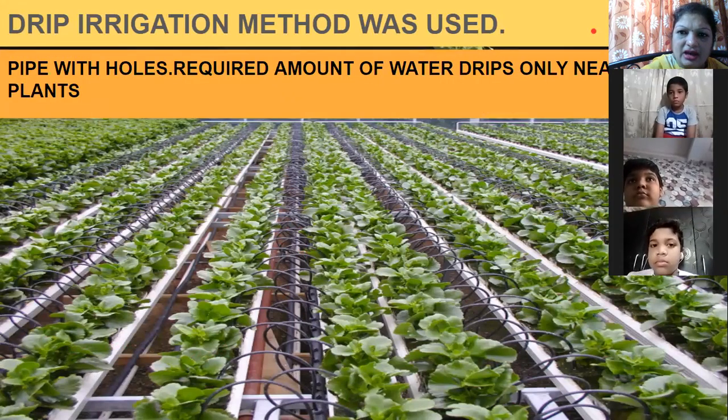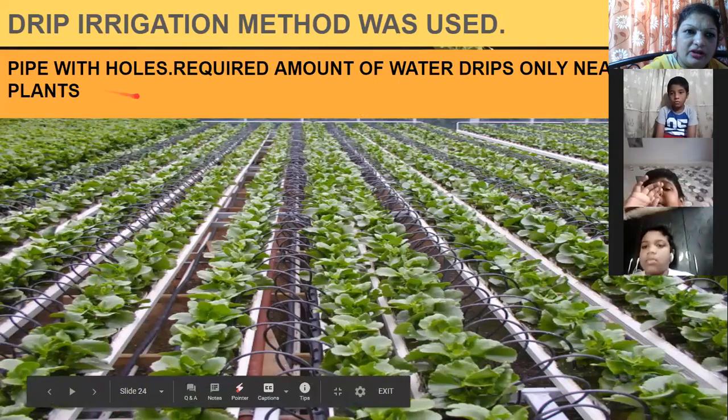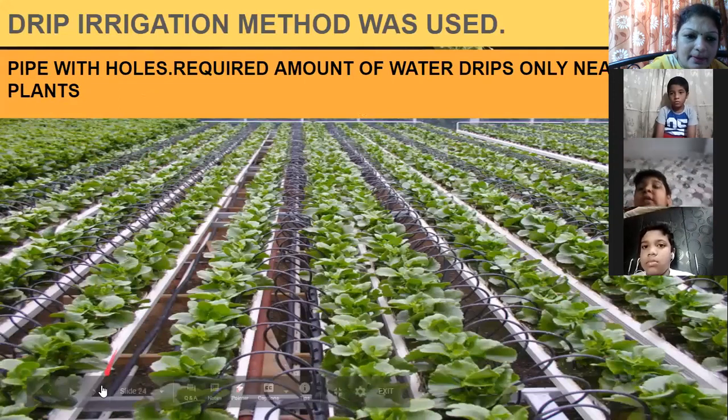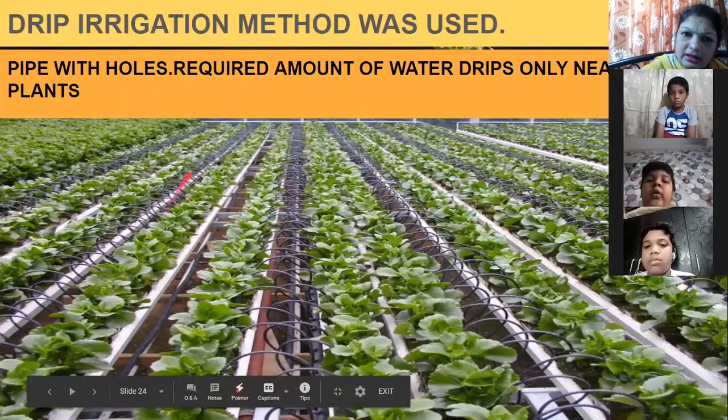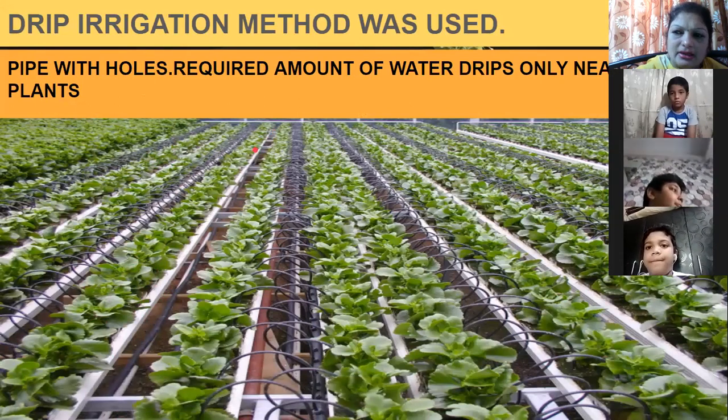In this way, we are even saving water. So, what do you mean by drip irrigation? Pipes with holes. There are pipes with holes. The required amount of water drips only near the plants, and this is known as the drip irrigation method.